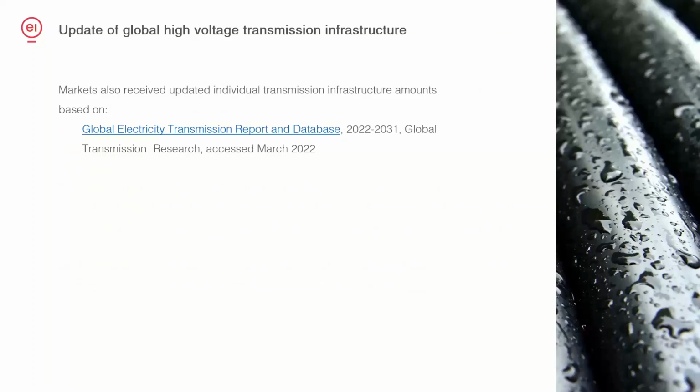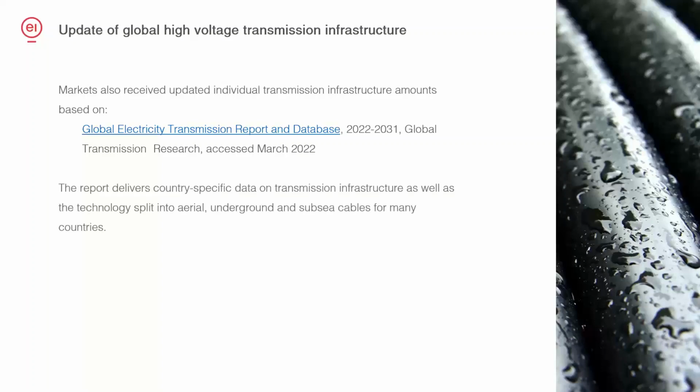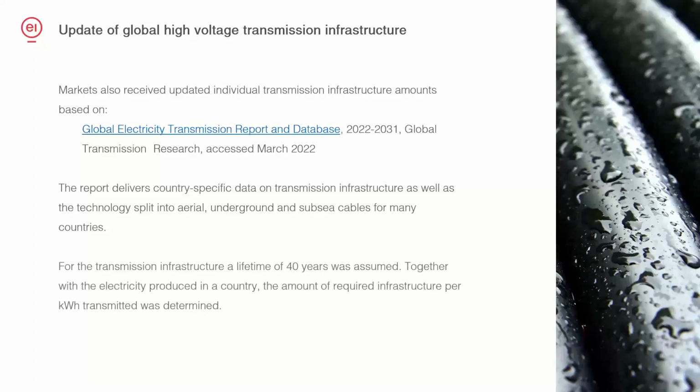Accompanying the change of transmission in the high-voltage markets, we also introduced country-specific transmission and infrastructure amounts. Data was collected from the Global Electricity Transmission Database. The database contains information on transmission infrastructure as well as technology splits for aerial, underground, and subsea cables. For the transmission infrastructure, a lifetime of 40 years was assumed, and together with the country's produced electricity, the amount of infrastructure per delivered kilowatt-hour of electricity was determined for all the electricity markets.